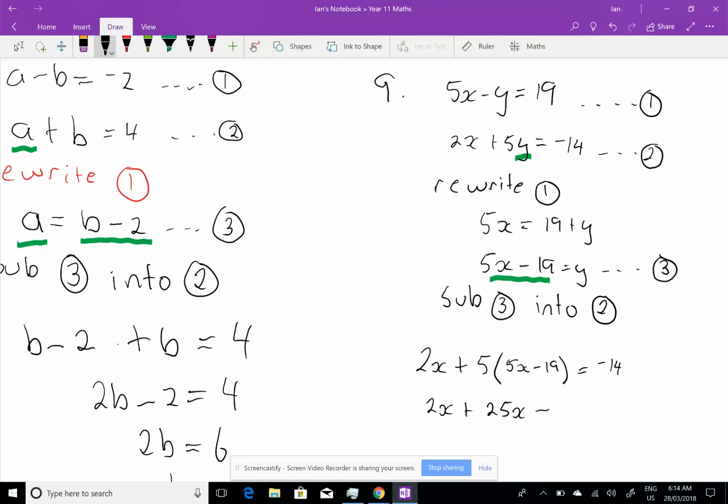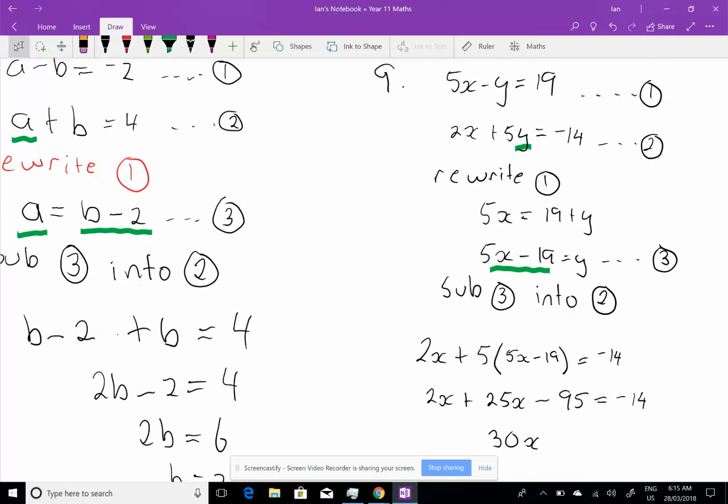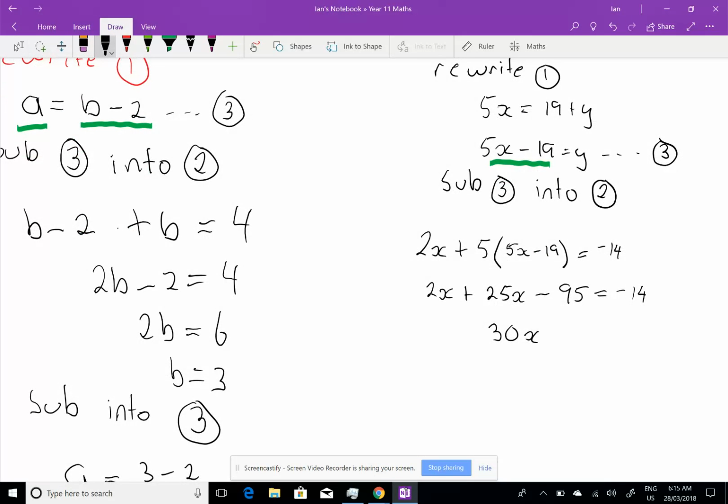Where's my calculator? I had it here a minute ago. 5 times 19, I think it's 95. 5 times 19. Yep, 95. So minus 95 equals negative 14. 30x equals, add the 95. A bit worried about this. Oh, I can't even add. It's not 30x, it's 27x.